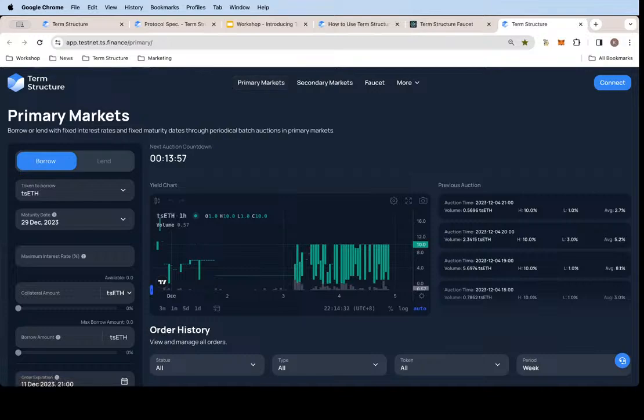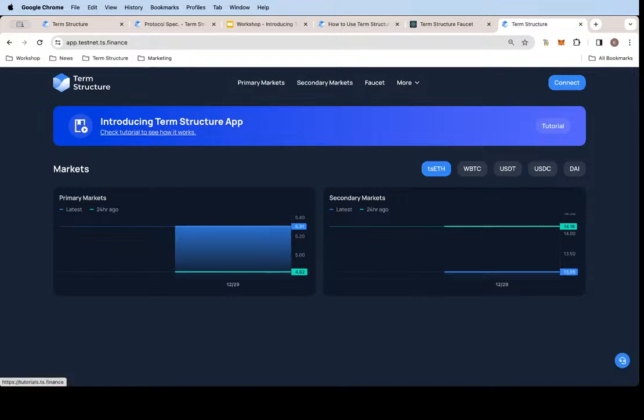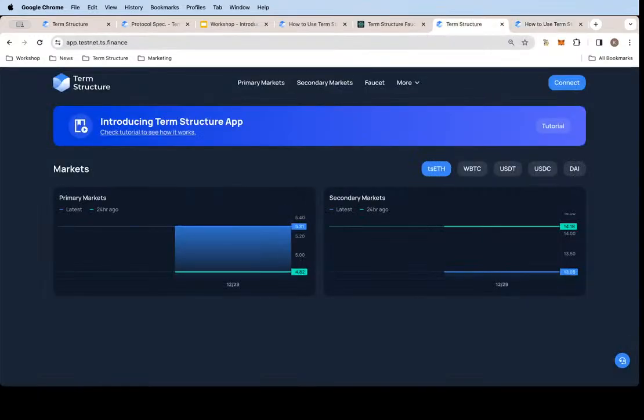And just a reminder, if you want to find a comprehensive overview of the protocol, you can always go to the docs on our website. And if you want to see how our product works, you can always click and go to the tutorial to see the full user guide. Okay, so let us begin.